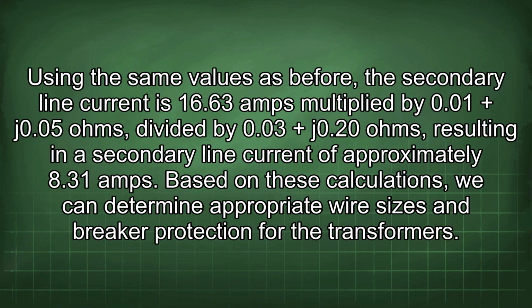Using the same values as before, the secondary line current is 16.63 amps multiplied by 0.1 plus j0.5 ohms divided by 0.3 plus j0.20 ohms, resulting in a secondary line current of approximately 8.31 amps. Based on these calculations, we can determine appropriate wire sizes and breaker protection for the transformers.